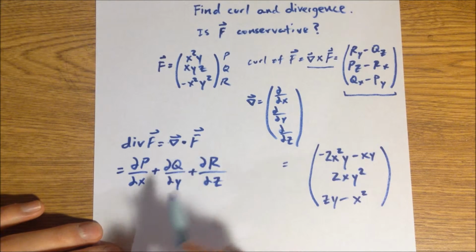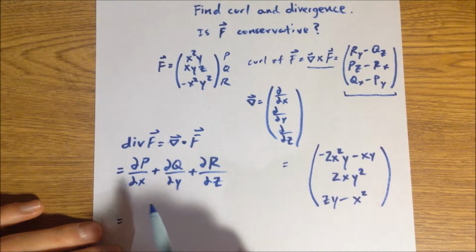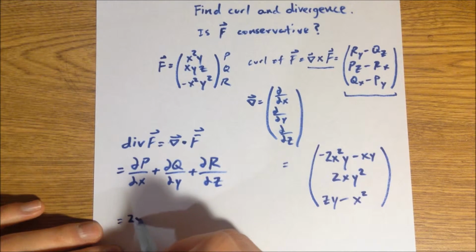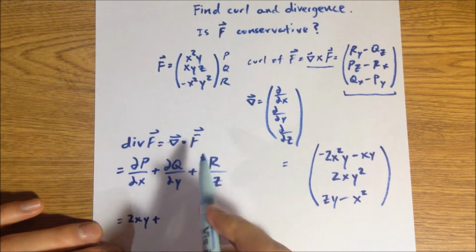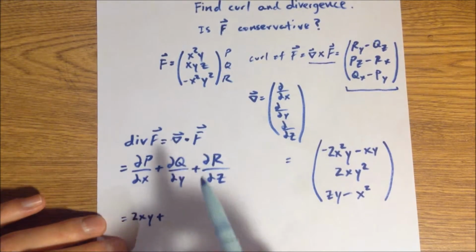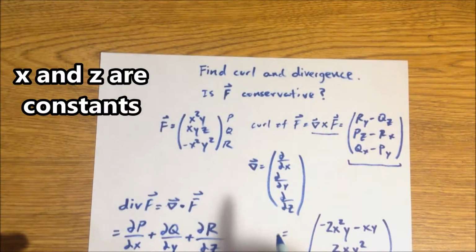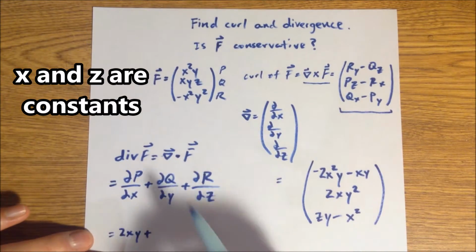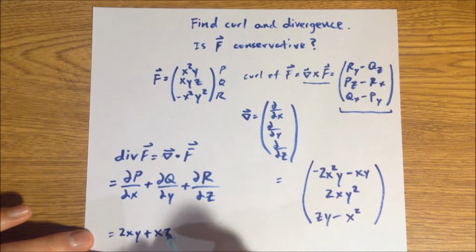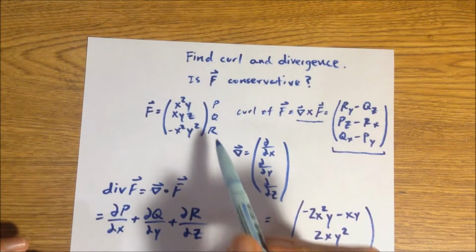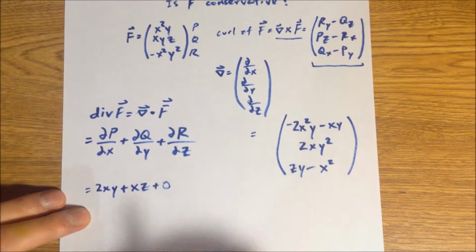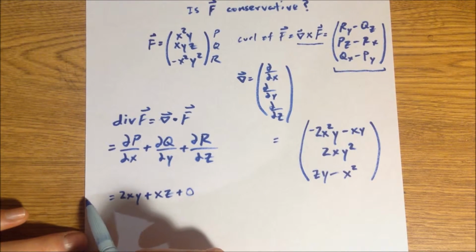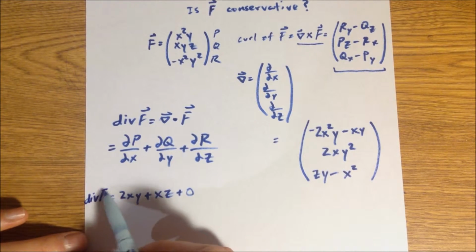So this is pretty easy as well. P with respect to x will just be 2xy, plus Q with respect to y. In this case x and z are constants, right? This is what a partial derivative is, and then that's just xz. And then R, there's no z, so that's just a constant, and that is 0. So this equals div F.